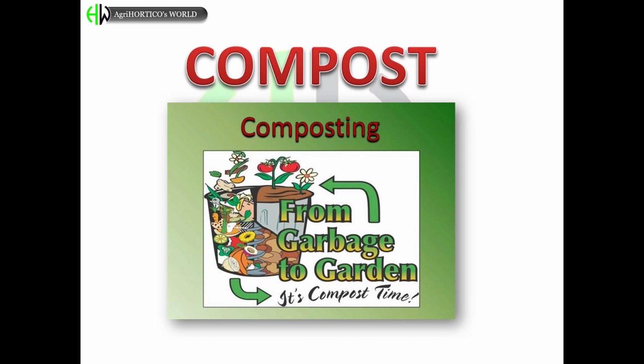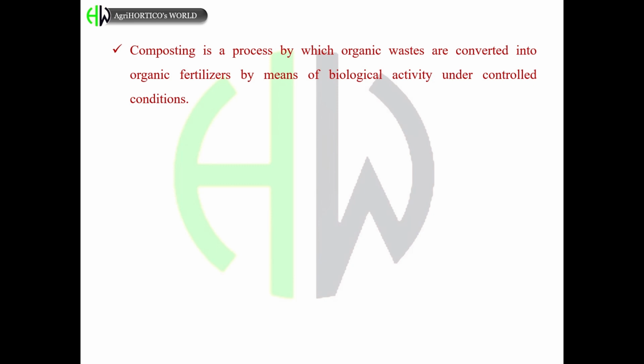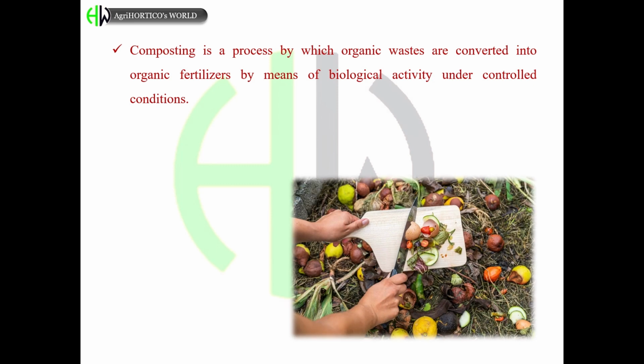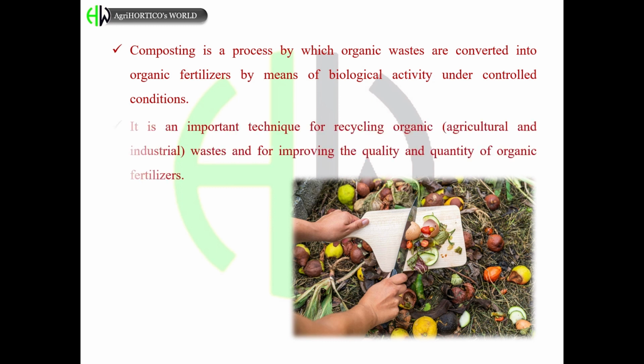Without any delay, let's get started. What is compost? Composting is a process by which organic wastes are converted into organic fertilizers by means of biological activity under controlled conditions. It is an important technique for recycling organic wastes like agricultural and industrial, and for improving the quality and quantity of organic fertilizers.